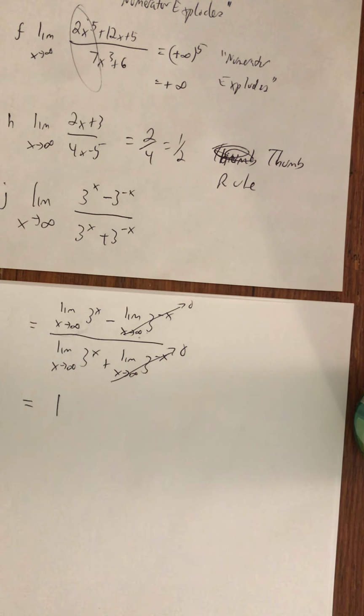So the ability to distribute limits is super important when you've got more complicated things, because sometimes some terms will go away, which will then lead to other simplifications. So there you go, some samples of some infinite limit problems.